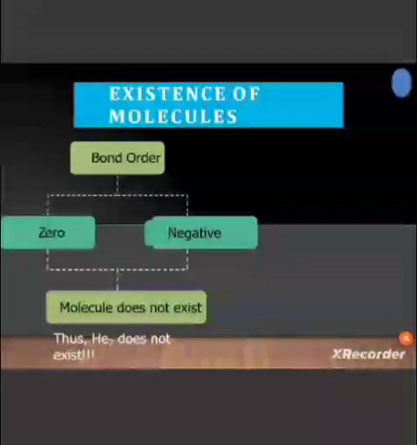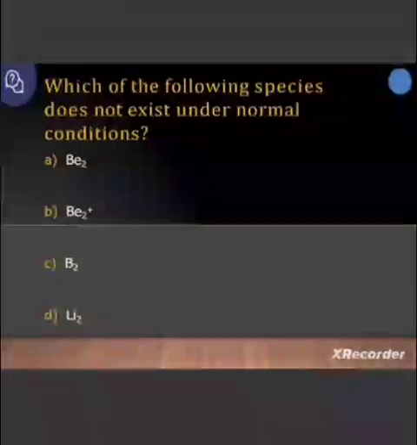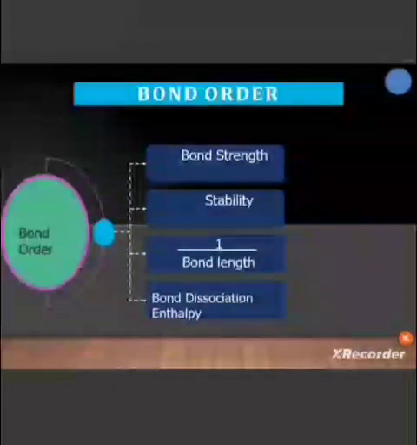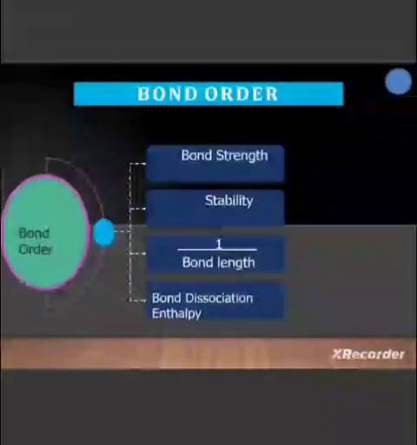Bond order tells about the existence of a molecule. If the bond order is 0 or negative, it means the molecule does not exist, as the example is the He2 molecule. Because the bond order is 0, so He2 does not exist. Bond order also tells about the bond strength, stability, bond length and bond dissociation energy. Greater is the bond order, greater will be the bond dissociation energy.